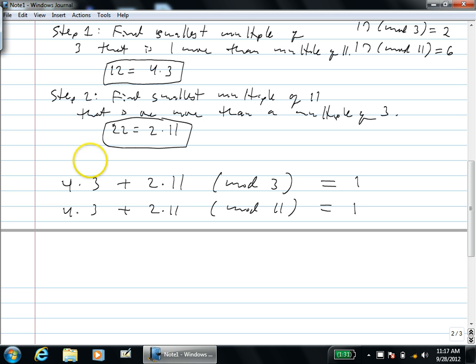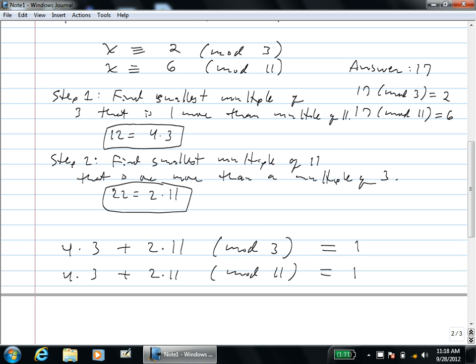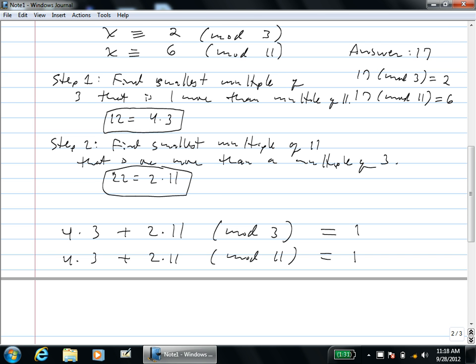But remember my question. I don't want remainder 1 when I divide by 3 and remainder 1 when I divide by 11. If that was the question, I'd be finished. Instead, they asked, I want to get remainder 2 when I divide by 3 and remainder 6 when I divide by 11. Anyone have a thought of how I can alter this so that that might happen?